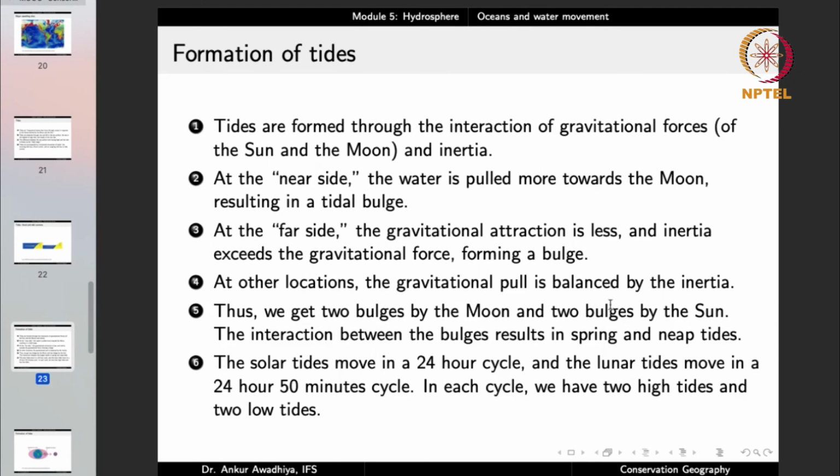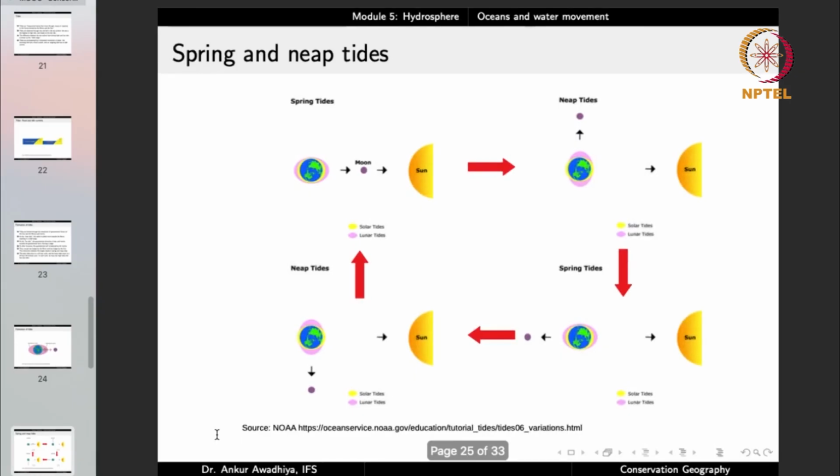Now the solar tide moves in a 24-hour cycle because this is the period of rotation of the earth, whereas the lunar tide moves in a 24-hour and 50-minute cycle, because this is the amount of time it takes when the moon is revolving around the earth and we also consider the rotation of the earth. In each cycle we have two high tides and two low tides. So this is how it will look. In this case, the yellow color shows the solar tides and the pink color shows the lunar tides.